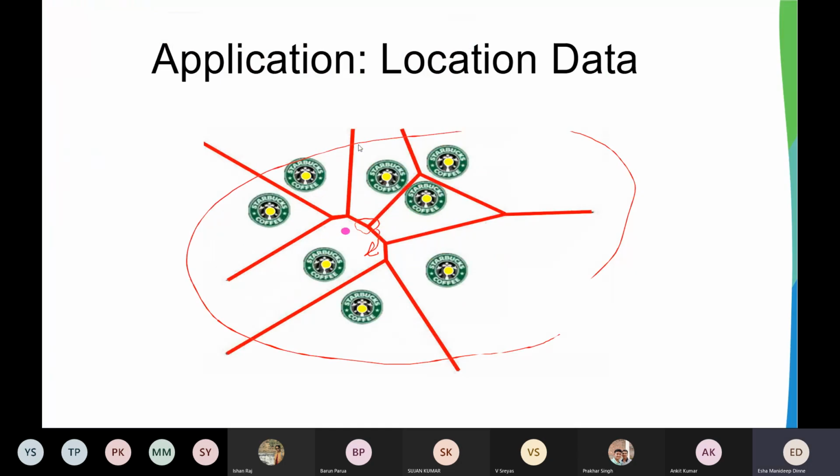So this diagram is called a Voronoi diagram. It tells you that this area represents the people who go to this specific Starbucks coffee shop, this area represents the people who go to this one, and this area represents the people who go to this one. In computational geometry, you will learn how to compute these areas specifically. So this is one application of computational geometry.